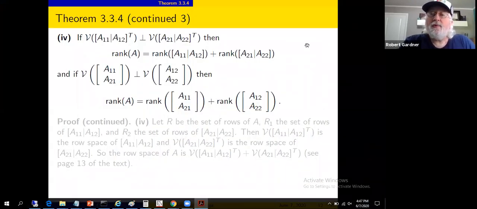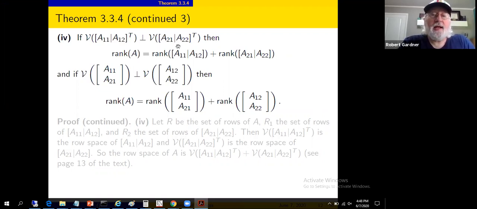And now for proof of part 4. Okay, we're given this orthogonality. Remember the V means column space. We have the column space of A transpose, which is effectively a row space. But the V symbol was introduced as column space, so we need to put some transposes in there.